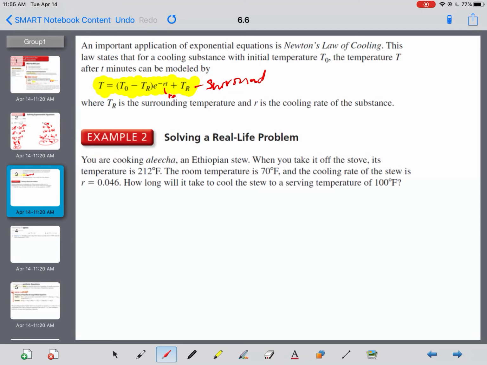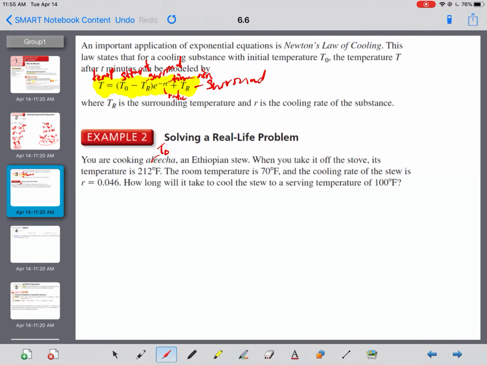So we have to know what everything is. This is the surrounding temperature. This little thing is the rate. This is time in minutes. This is still the surrounding temperature. This is the start. And after all of that happens, this is your temperature after time. So, you are cooking a licha, an Ethiopian stew.